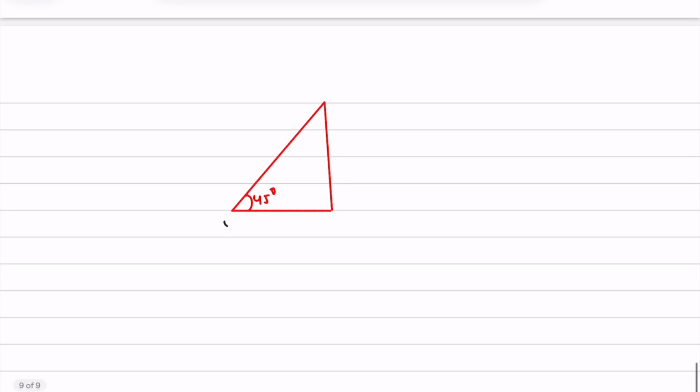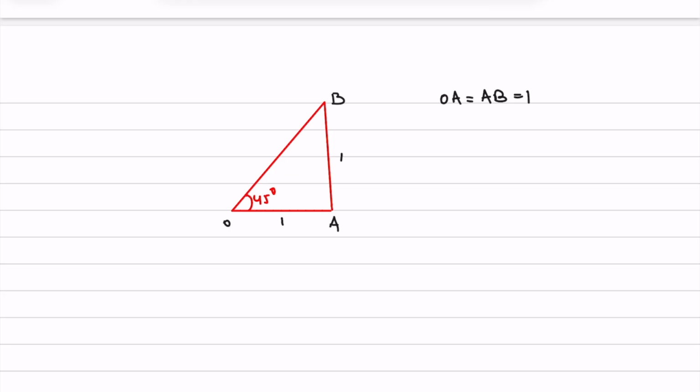Now, this is O, this is A, this is B. OA is equal to AB. Adjacent side is equal to, let us say, 1 unit. Not a unit circle, let us say it is 1 unit. Opposite side is equal to 1 unit, because OA is equal to AB. Let us say 1.